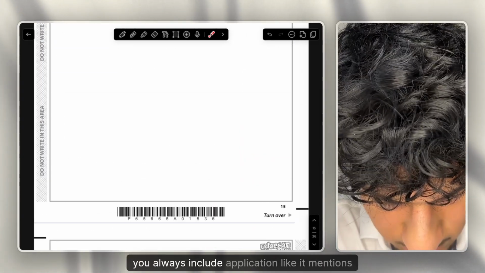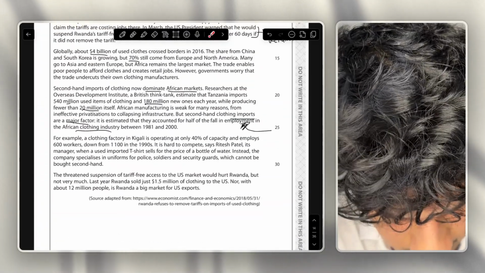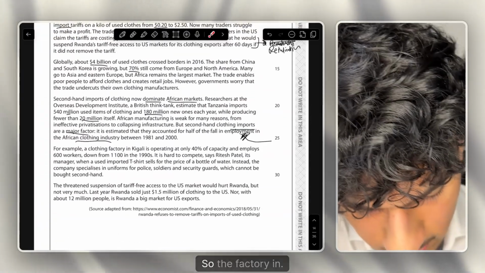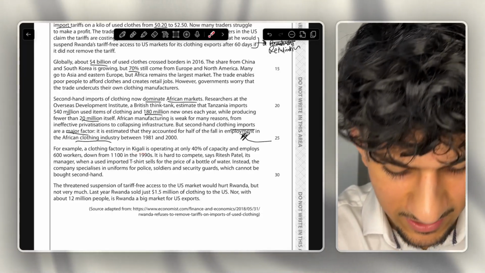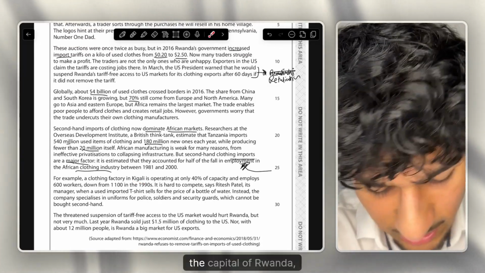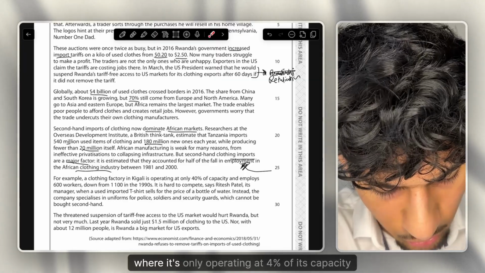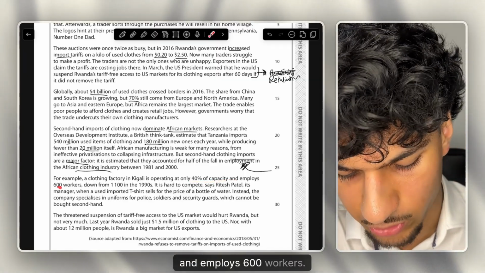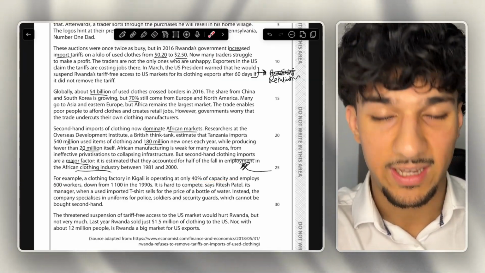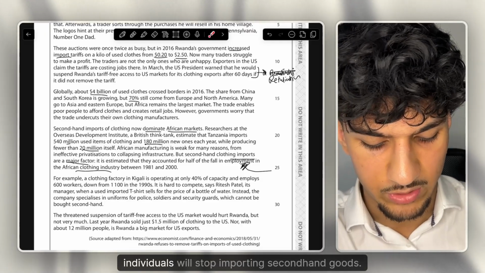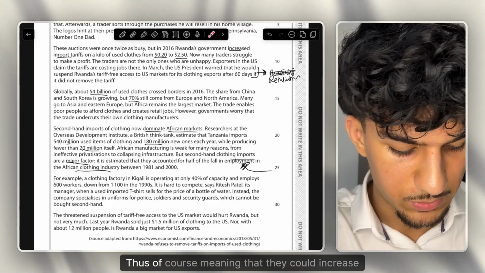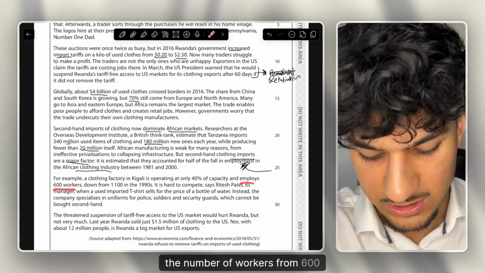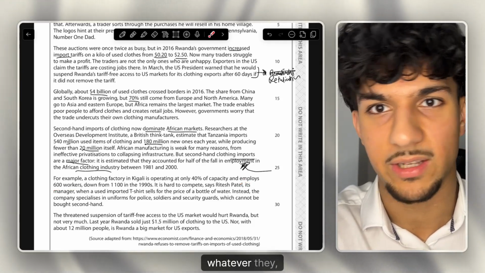Make sure, of course, you always include application like it mentions here. So the factory in Kigali, the capital of Rwanda, is only operating at 40% of its capacity and employs 600 workers. You could talk about how now, since the tariff has been set, individuals will stop importing second-hand goods. They will start producing the goods themselves. Thus, of course, they could increase the number of workers from 600 to whatever they need.